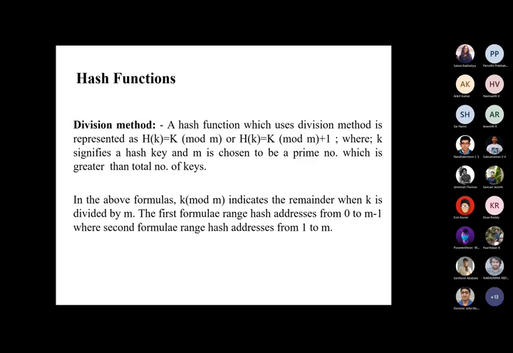h(k) = k mod m, or h(k) = k mod m + 1, where k is the hash key and m is a prime number greater than the total number of keys. Whenever you use h(k) = k mod m, the first formula, the hash address ranges from 0 to m minus 1, whereas the second formula results in a hash address ranging from 1 to m, right?